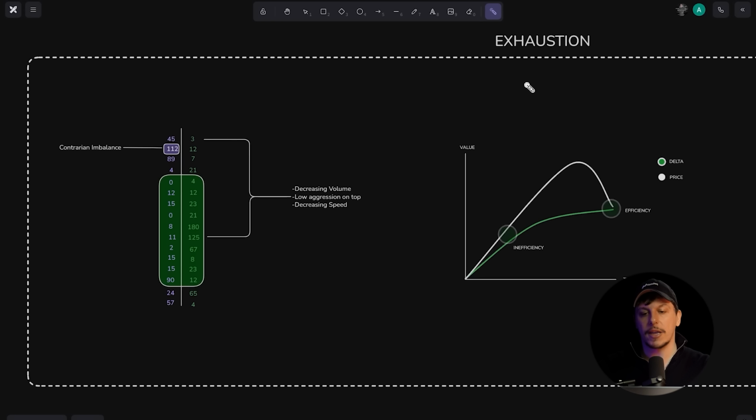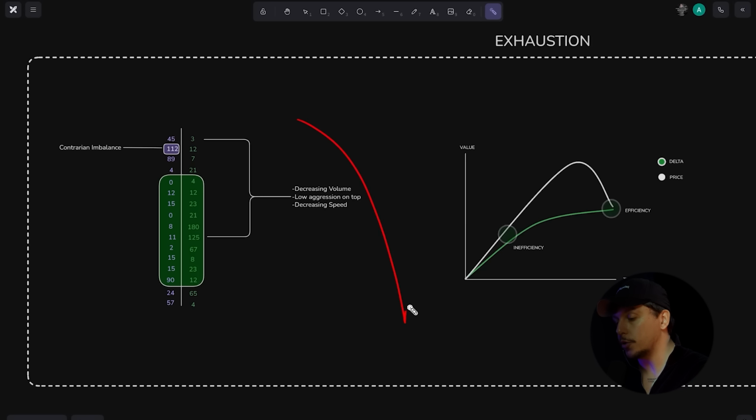The next example that we can have is an exhaustion. In this case, we can see that there is a decreasing volume, so the aggression of the market participants from the volume standpoint is getting lower and lower, and we also have a contrarian imbalance. So we have an imbalance at the top from the sellers. So you have the price going up, not being followed by the volume. So you have this divergence, and the price snaps back to the value, to the efficiency of the market, and you can see that you have a rejection here. These signals are usually amazing opportunities to capitalize on a reversal trade.